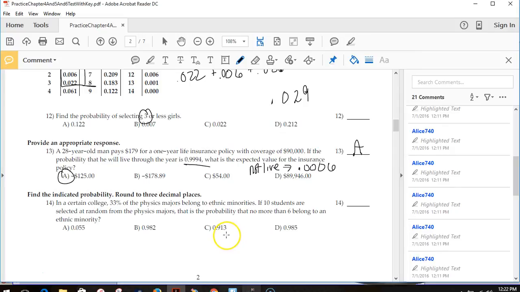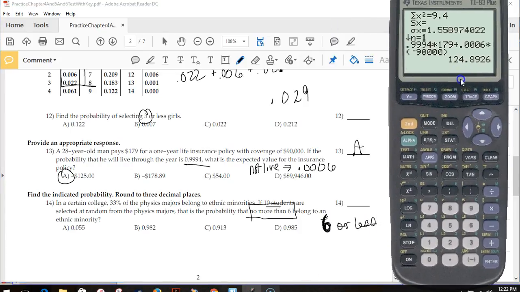In a certain college, 33% of the physics majors are ethnic minorities. If 10 of the students are selected at random, find the probability that no more than 6, so 5 or less. Oh, well, no more than 6. I would say 6 or less are ethnic minority. So this is going to be a binomial. So it's like, yes, you're minority, or no, you're not.